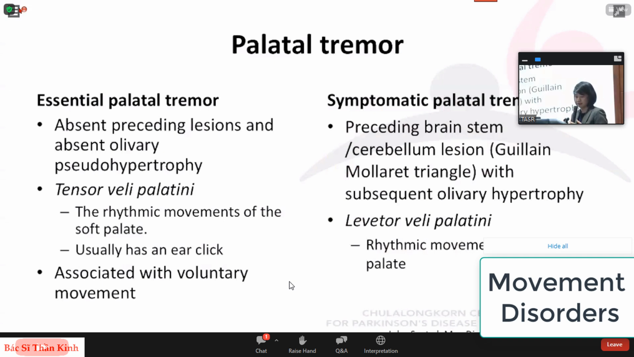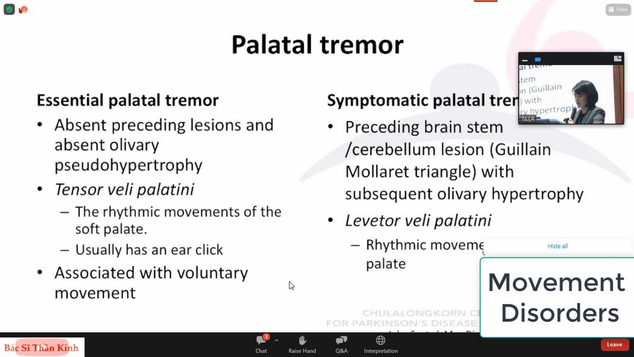So what is the palatal tremor? This is the rhythmic movement of the palate, and it can be subdivided into essential and symptomatic. For the essential palatal tremor, number one is the absence of a lesion, and you will find in some patients voluntary movement. The muscle that is affected is the tensor veli palatini, which inserts at the eustachian tube, so you can hear the ear click in the essential palatal tremor.